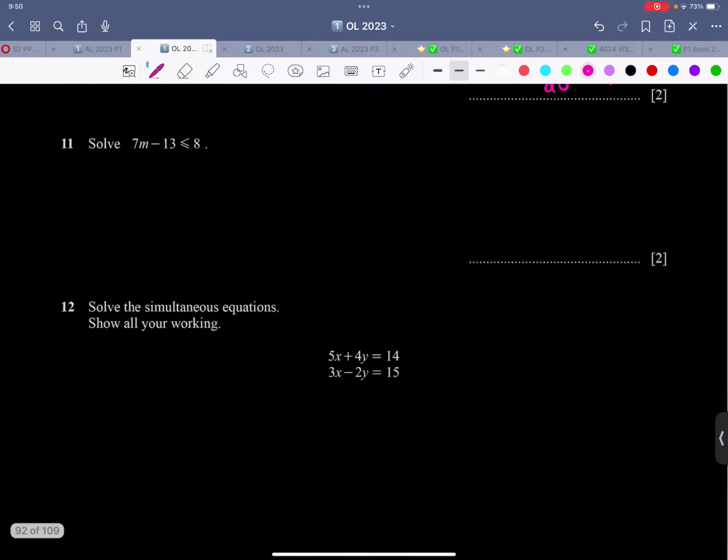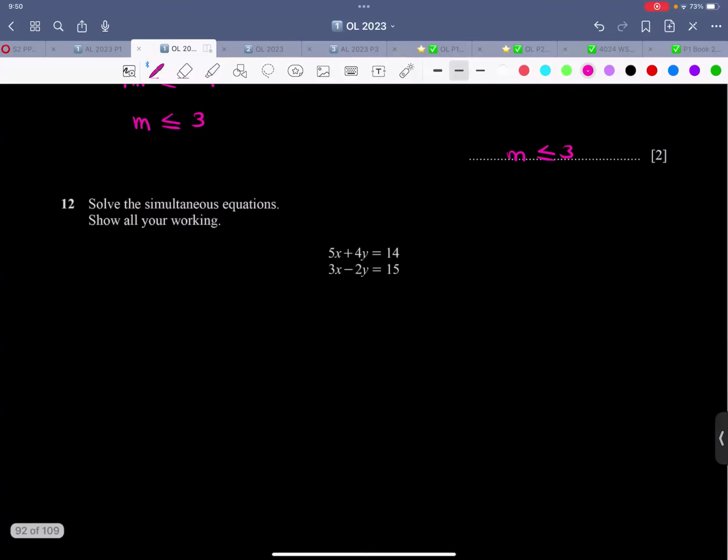Question 11, basic inequality. 7m minus 13 is less than or equal to m. 7m is less than or equal to 8 plus 13, which is 21. M is less than or equal to 3.